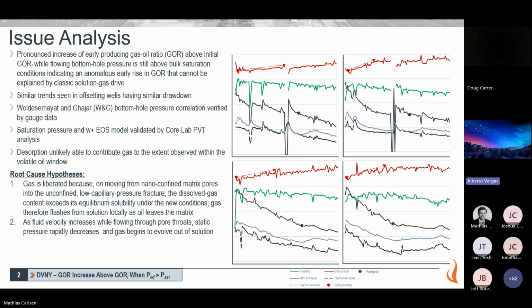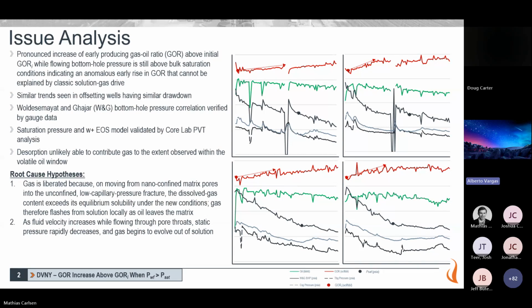So the EOS model validated by PBT, we're not worried about that. That has come out to be a non-issue. The surface to bottom hole correlation, bang on, confirmed with gauge data. I don't think at this point in the volatile oil window that desorption can handle as much gas as what we're seeing. In some of these wells, we're seeing almost 100% increase of GOR in that early time.